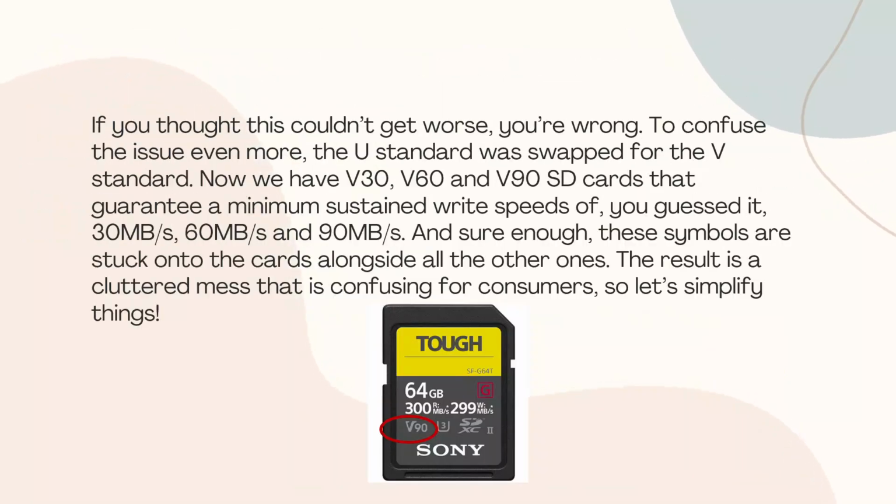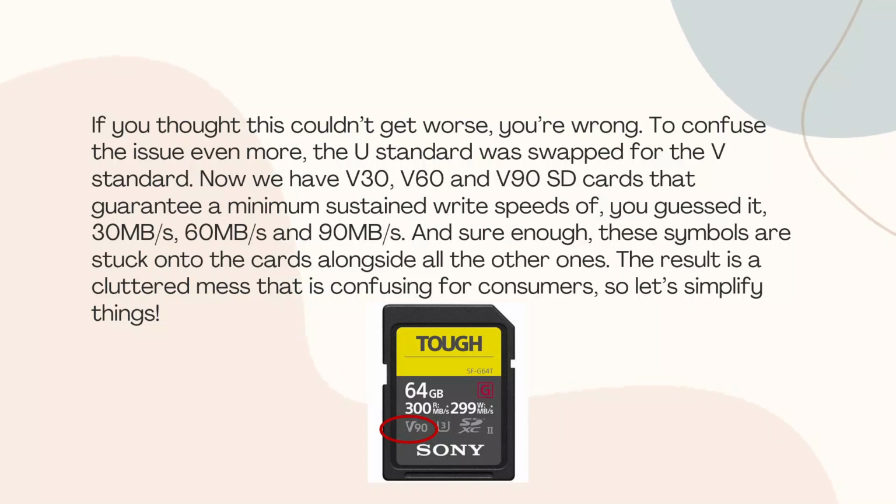If you thought this couldn't get worse, you're wrong. To confuse the issue even more, the U standard was swapped for the V standard. Now we have V30, V60, and V90 SD cards that guarantee minimum sustained write speeds of, you guessed it, 30 megabytes per second, 60 megabytes per second, and 90 megabytes per second. And sure enough, these symbols are stuck onto the cards alongside all of the other ones. The result is a cluttered mess that is confusing for consumers.